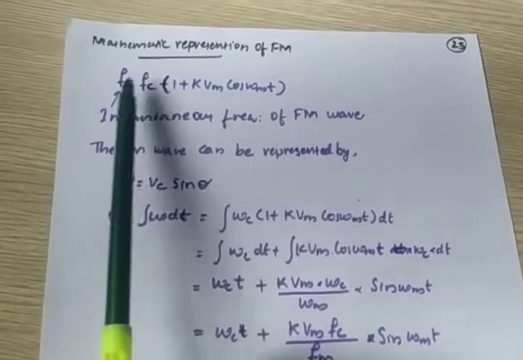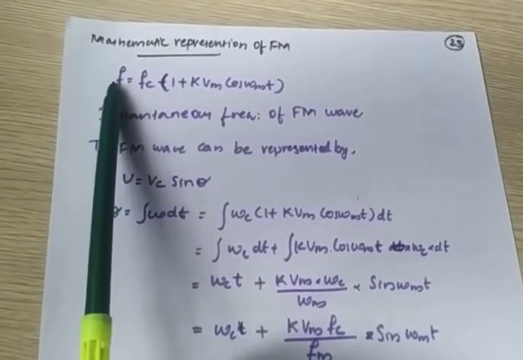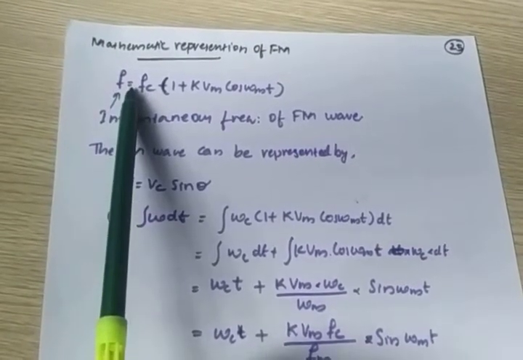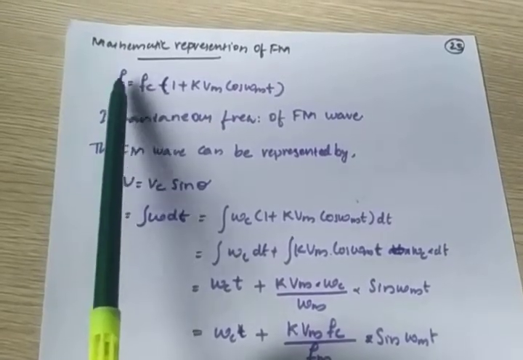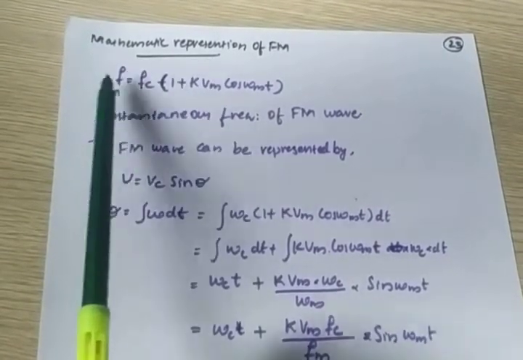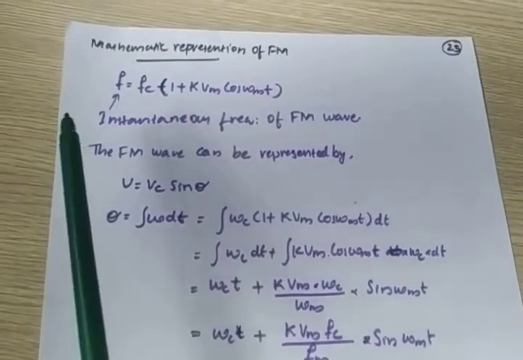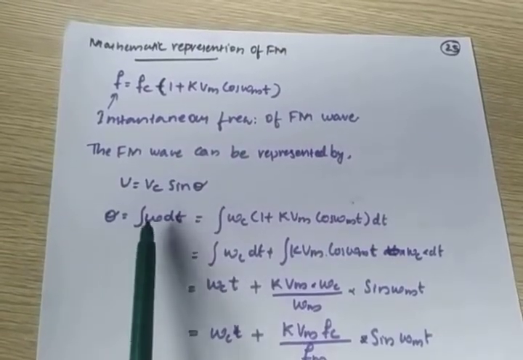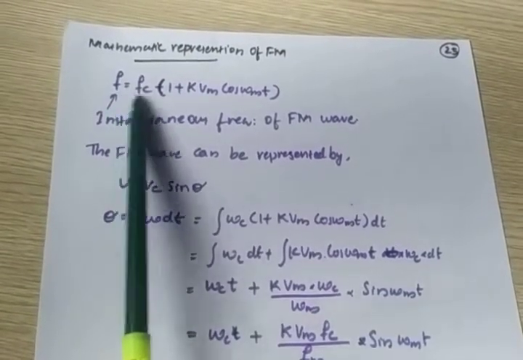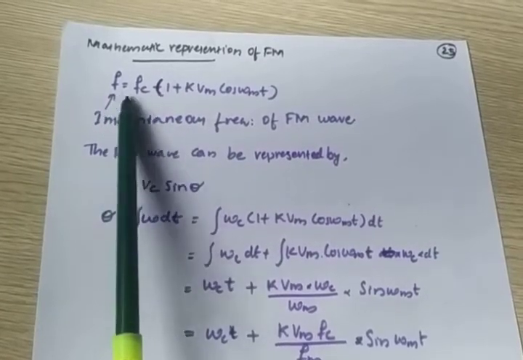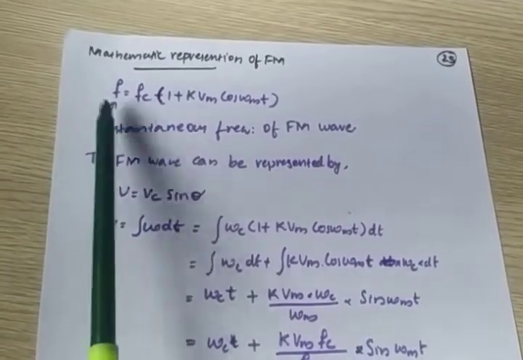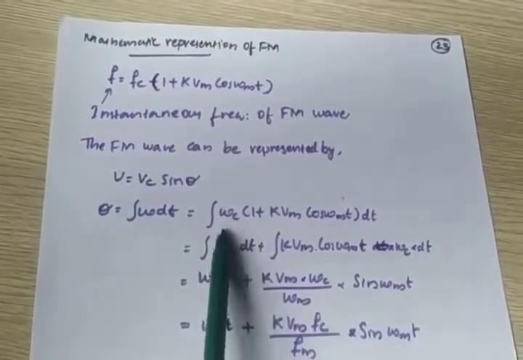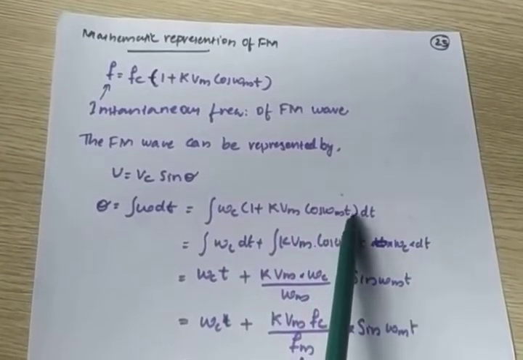What is omega? F is nothing but omega only, since omega by 2 pi is F. By 2 pi you can make this F as omega, because just putting omega by 2 pi, the 2 pi cancels and F becomes omega. That's why I am taking this as omega and this as omega_c. So theta equals the integral of omega dt. Substitute the value of this omega here. F is nothing but omega, so you can put this value here. So Fc becomes omega_c into (1 plus k Vm cos(omega_m t)).